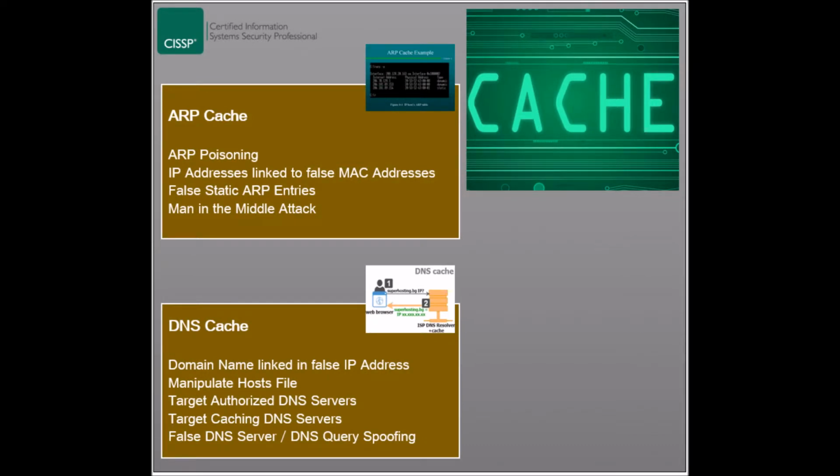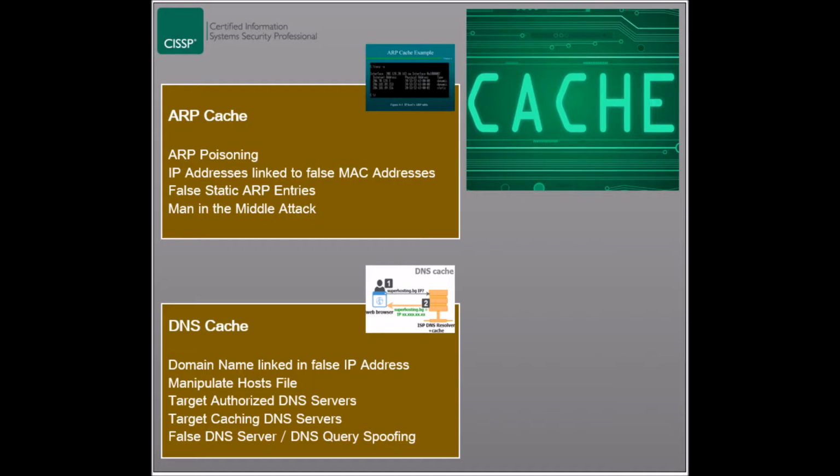The domain name system associates domain names with IP addresses, and one of its major security issues is DNS cache poisoning. Similar to the ARP poisoning, an attacker is capable of sending a false DNS response to a client, which would associate a domain name to a different IP address.